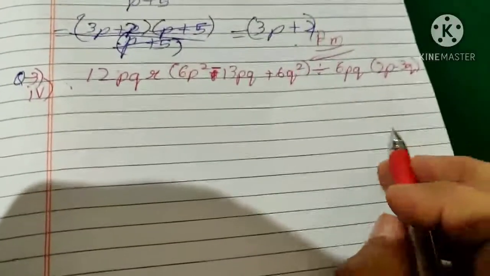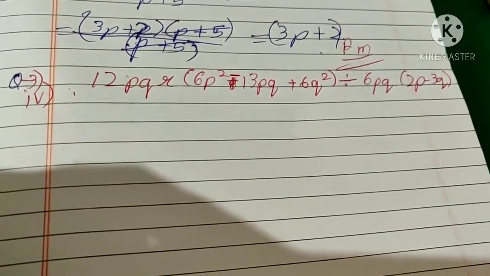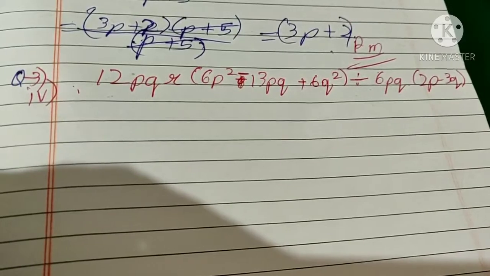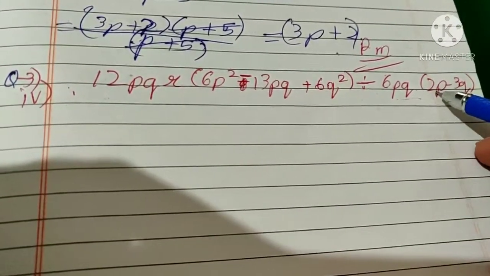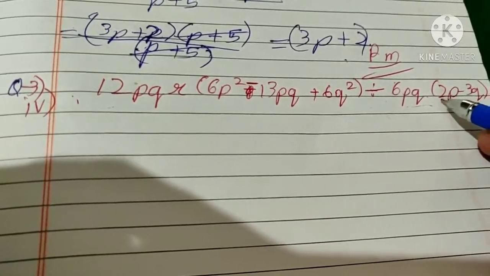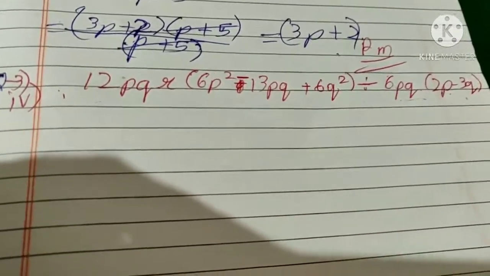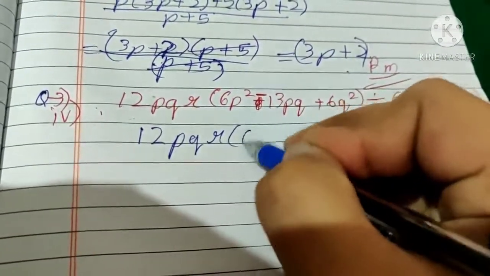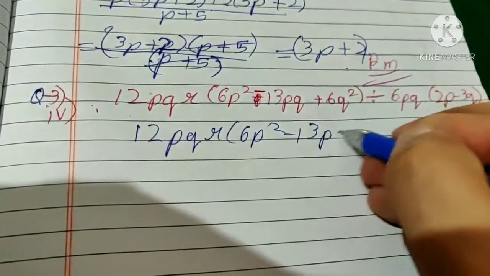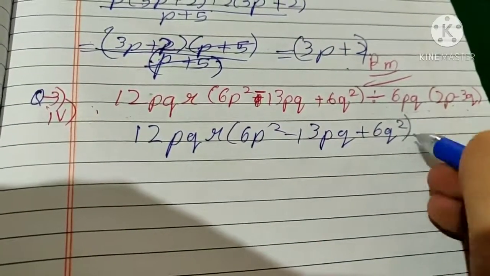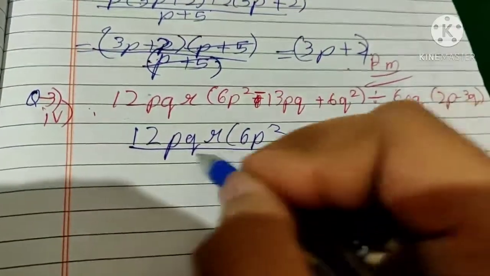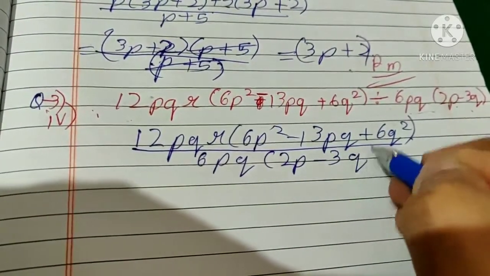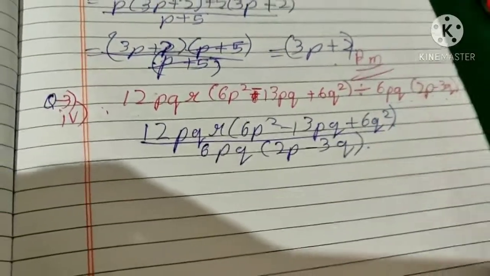So the next question here is we have to divide 12PQR multiplied by 6p square minus 13pq plus 6q square, divided by 6pq multiplied by 2p minus 3q. Okay, so our question says 12pqr times 6p square minus 13pq plus 6q square is to be divided by 6pq times 2p minus 3q.